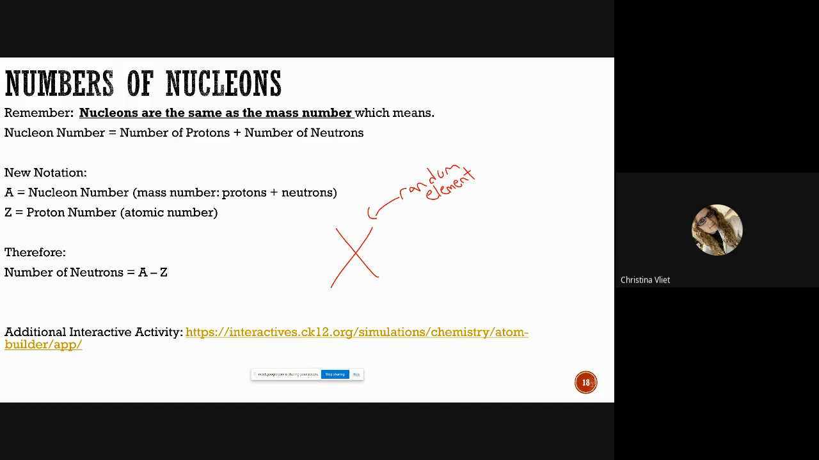So random element X. What you do here is the nucleon number is at the top and the proton number is at the bottom. And so you do have to know that the nucleon number is at the top, the proton number is at the bottom, and you have to recognize these letters.